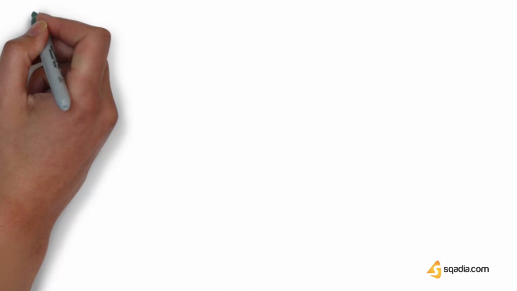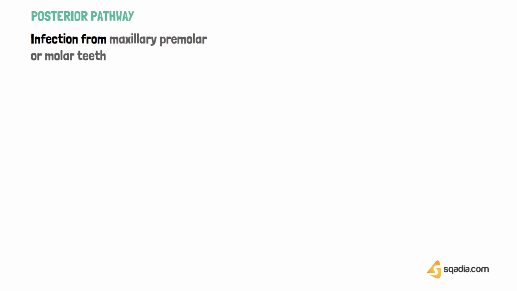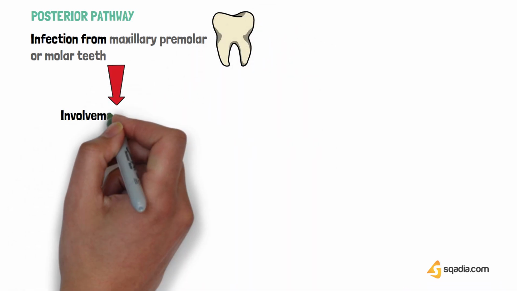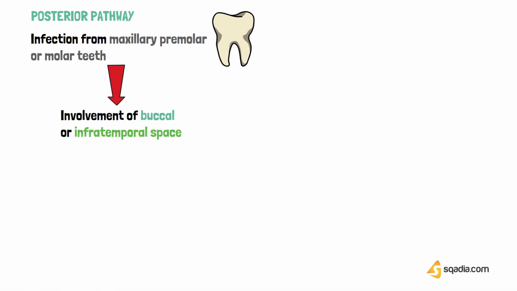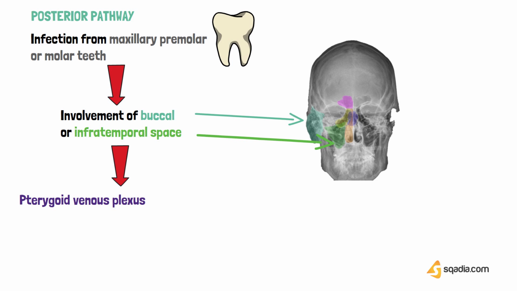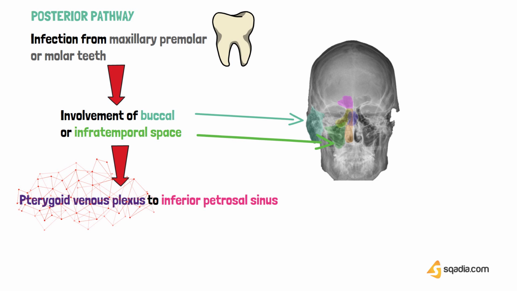The next pathway is the posterior pathway. In this, the infection is originating from the maxillary premolar or molar teeth. So, the posterior maxillary teeth. Now, the buccal and the infratemporal space is involved. Here's a picture which allows us to appreciate the buccal and the infratemporal space. Now, this thrombus moves through the pterygoid venous plexus and enters the inferior petrosal sinus. This occurs through a small connection known as the emissary vein. Now, this infection is carried to the cavernous sinus.